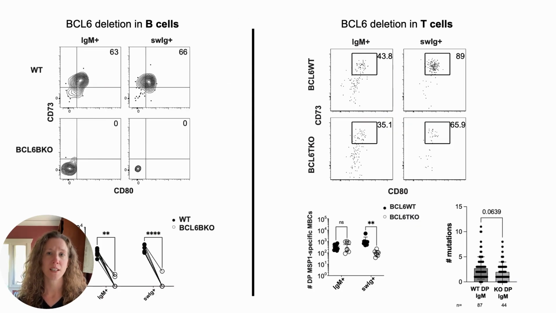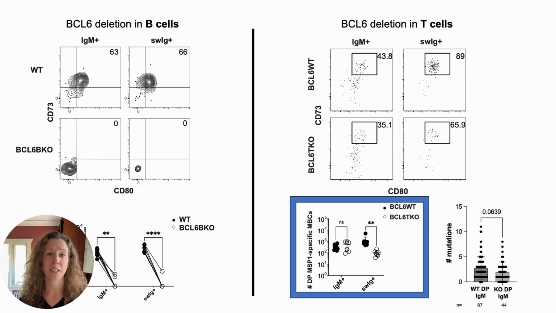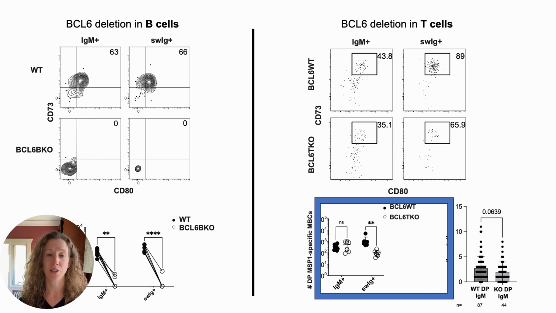We found that when BCL6 is absent from the B cells, neither IgM nor class switch memory B cell subsets were generated. However, when we deleted BCL6 from the T cell compartment, we saw that the class switch population was reduced, yet the IgM memory B cell population was intact and had even undergone mutation of the BCR.